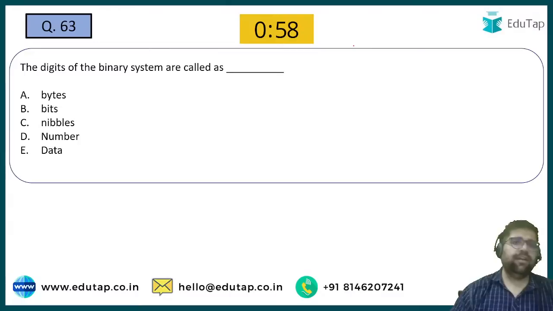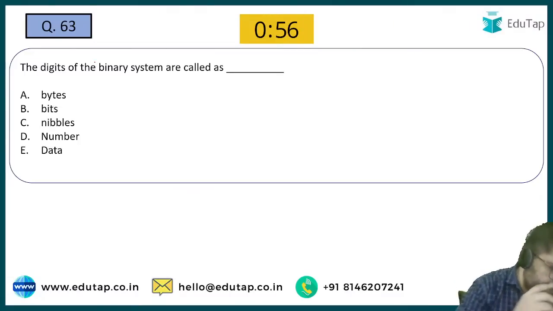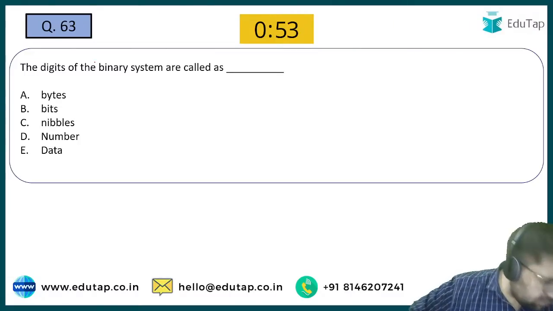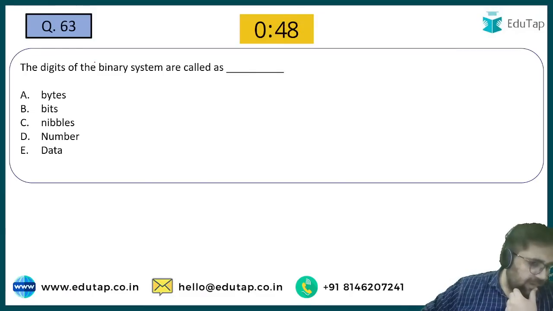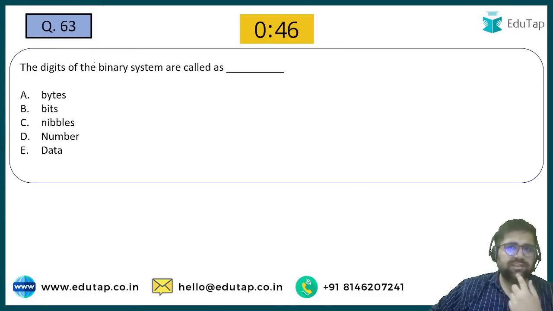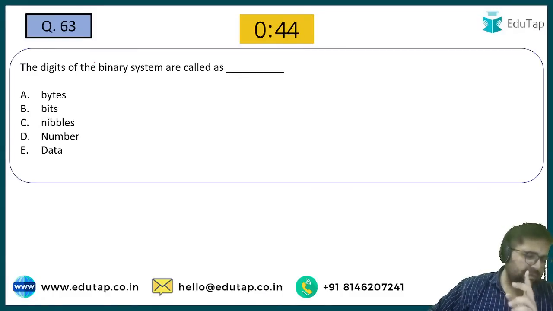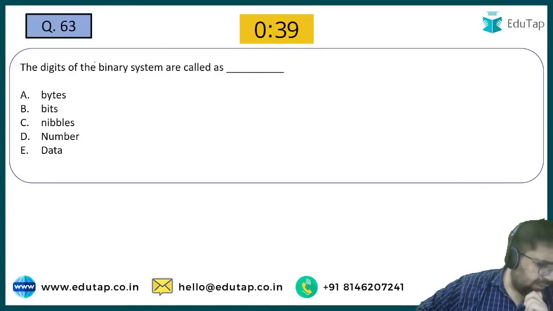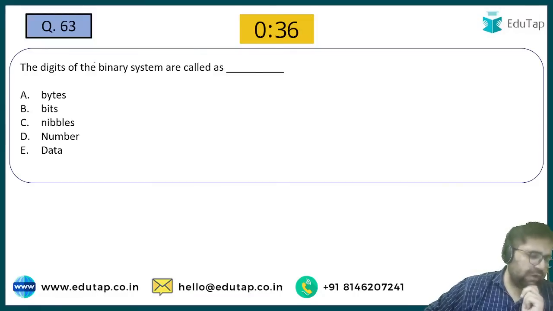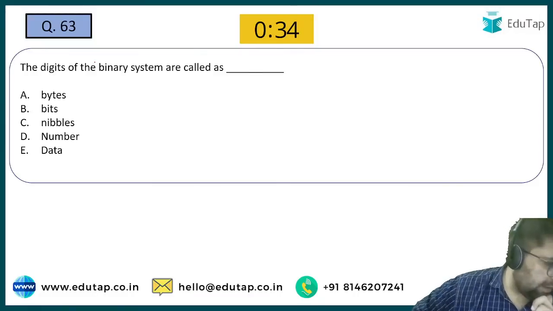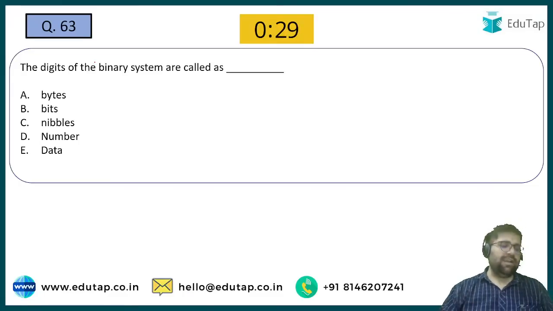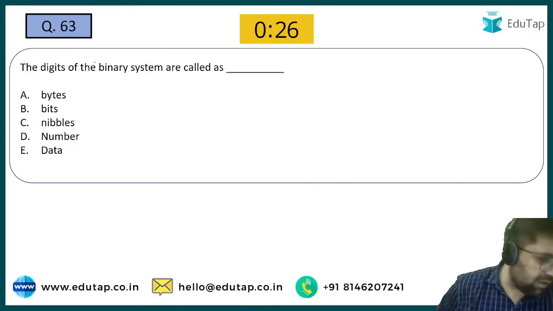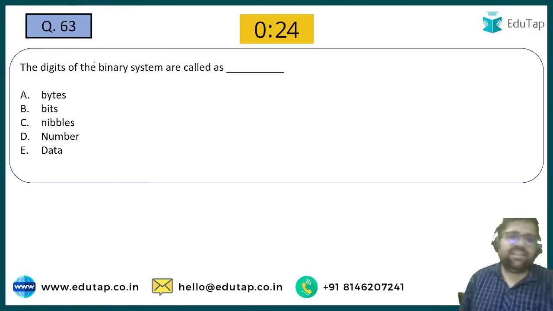Question number 63. Yes, Shreya is also answering. It will be 0 to 9 and A to F, but the base will be 16 under hexadecimal. We cannot say 0 to 15, but 0 to 9, A to F is the right thing. Hexadecimal will be 0 to 9, not 0 to 8. Those who have studied number systems will understand this. If you have not studied it, you can tell me and I can explain as well. Yes, 63 is very easy.